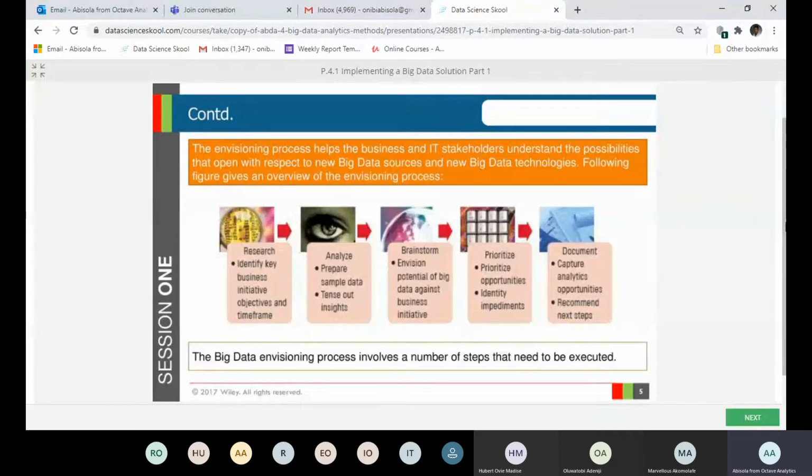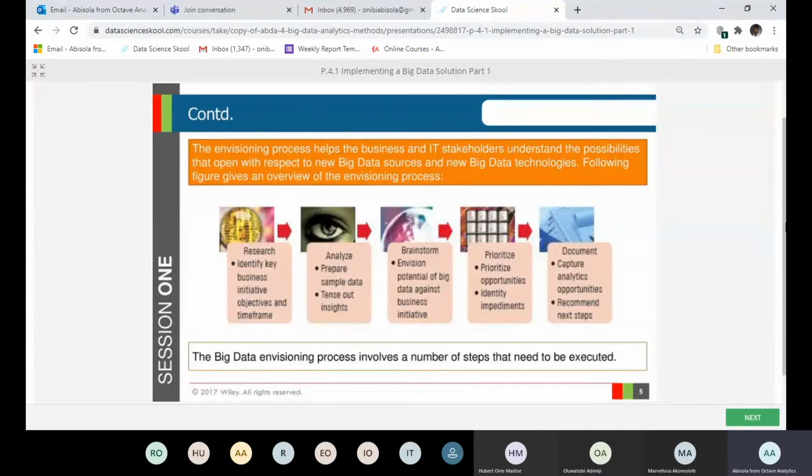Then there's the brainstorming part. Brainstorming is you are checking out the potential of big data against business initiatives. In your mind, you're like, okay, I want to do this, and this, and this for this company. But then this is their priority. Does what I want to do and their priority go hand in hand? Can I implement this for them and they would appreciate it?